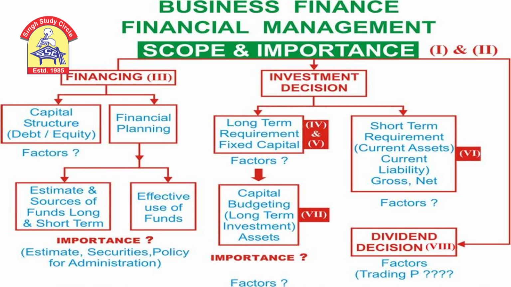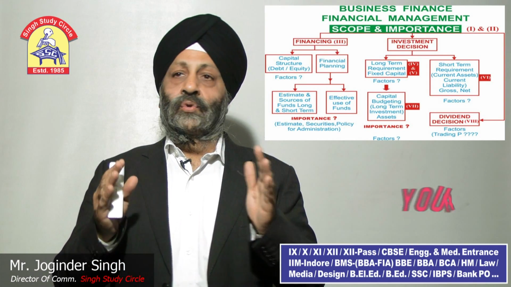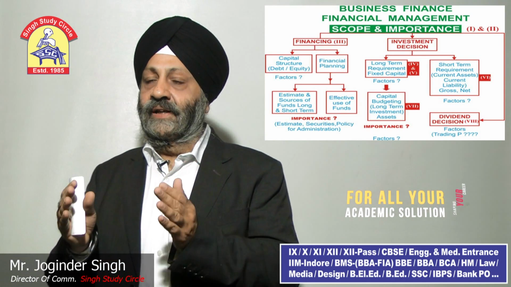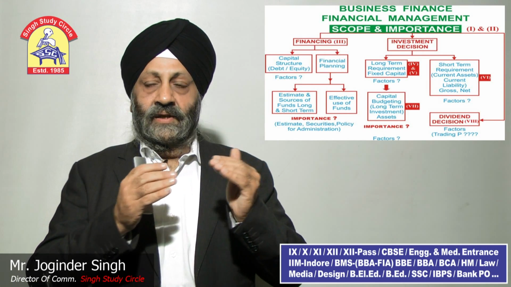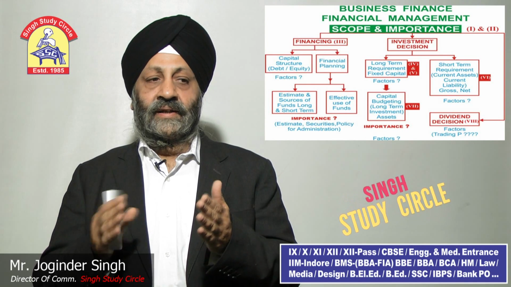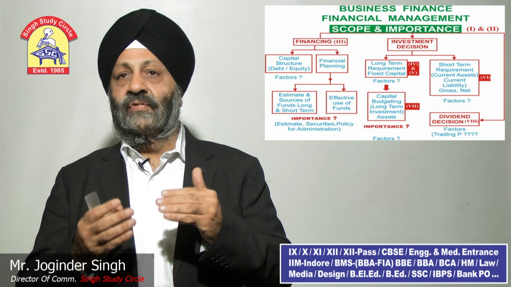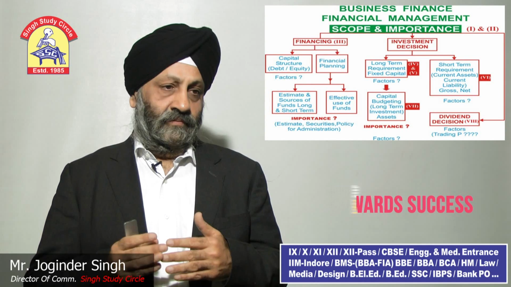In business finance, financial management is divided into parts. One is financing decision, second is investment decision and third is dividend decision. Now first is financing decision. Financing decision is divided into two parts. First part is capital structure, second part is financial planning. What is financial structure, capital structure? It is debt equity. So one question they ask you, what are the factors which will affect capital structure? Other is financial planning, which we will cover in the next slides.